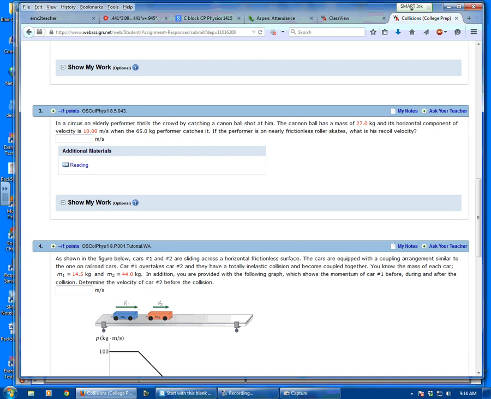Before the collision, you have two objects, the elderly performer and the cannonball. After the collision, you have one object, the elderly cannonball. And hopefully they become two objects later. So this is an inelastic collision.